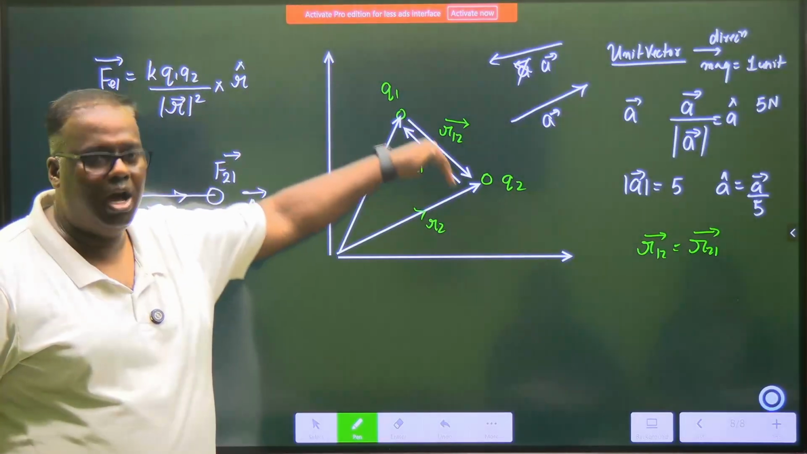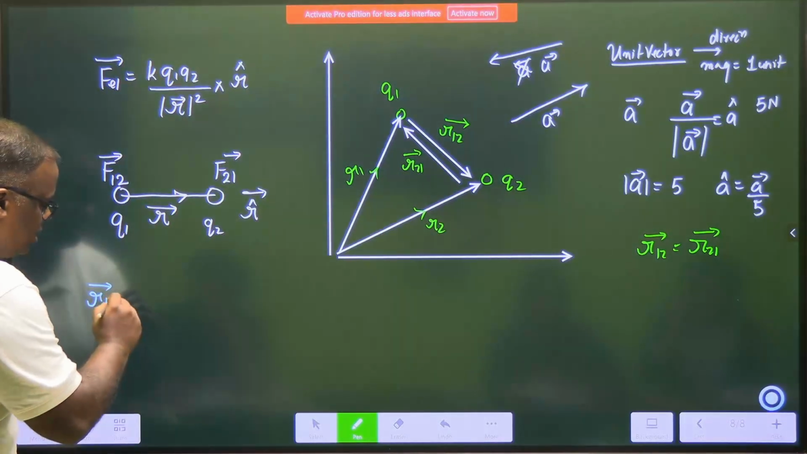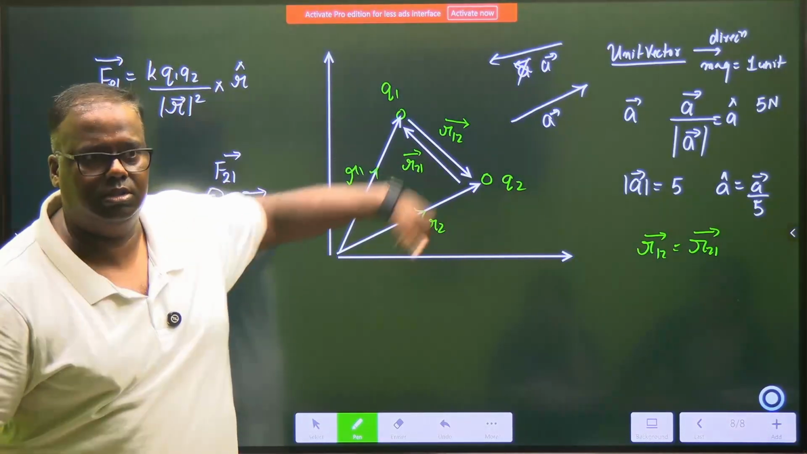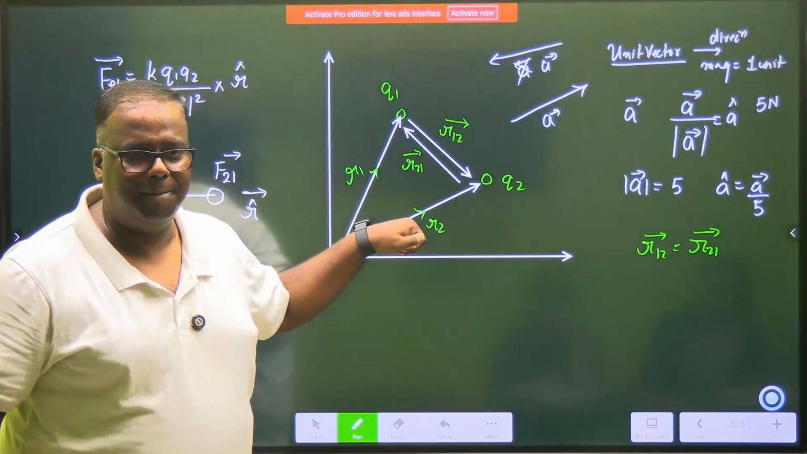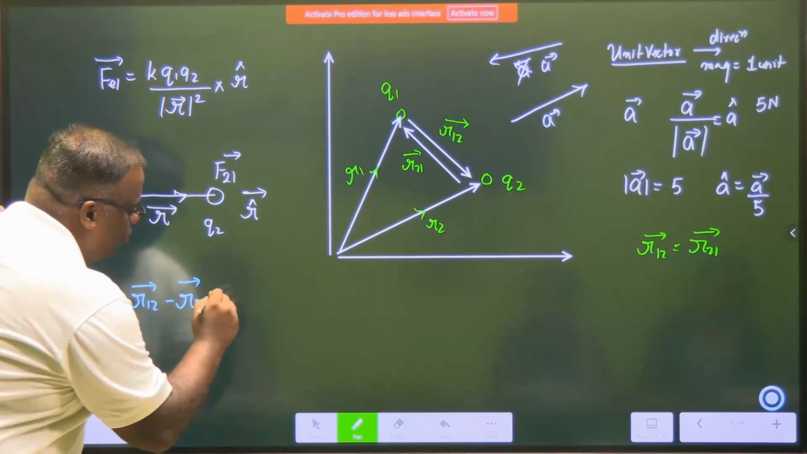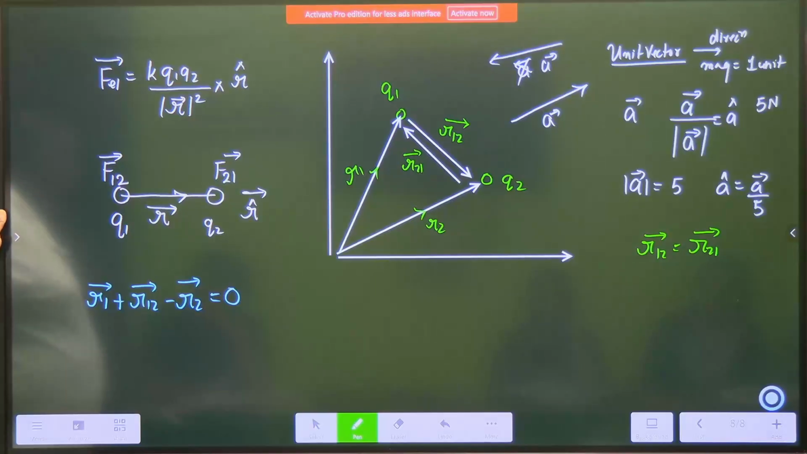Then you are going by r12. Is the direction still the same? Yes. And then suddenly you obstruct with another arrow. This arrow is obstructing you. Yes or no? Minus r2. Overall should be 0. Agreed?